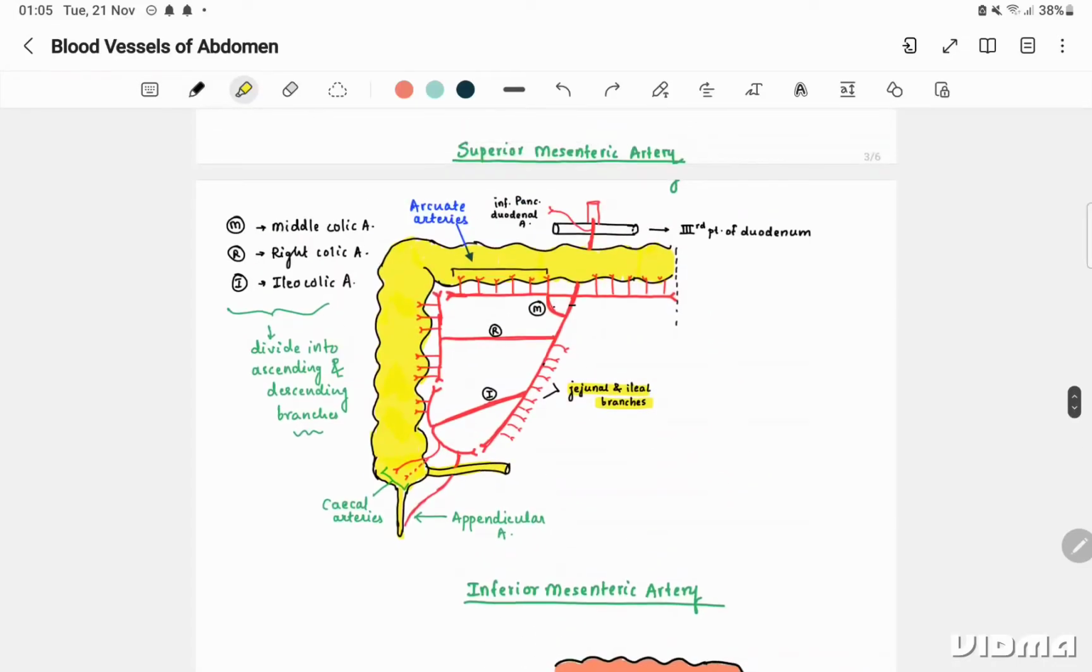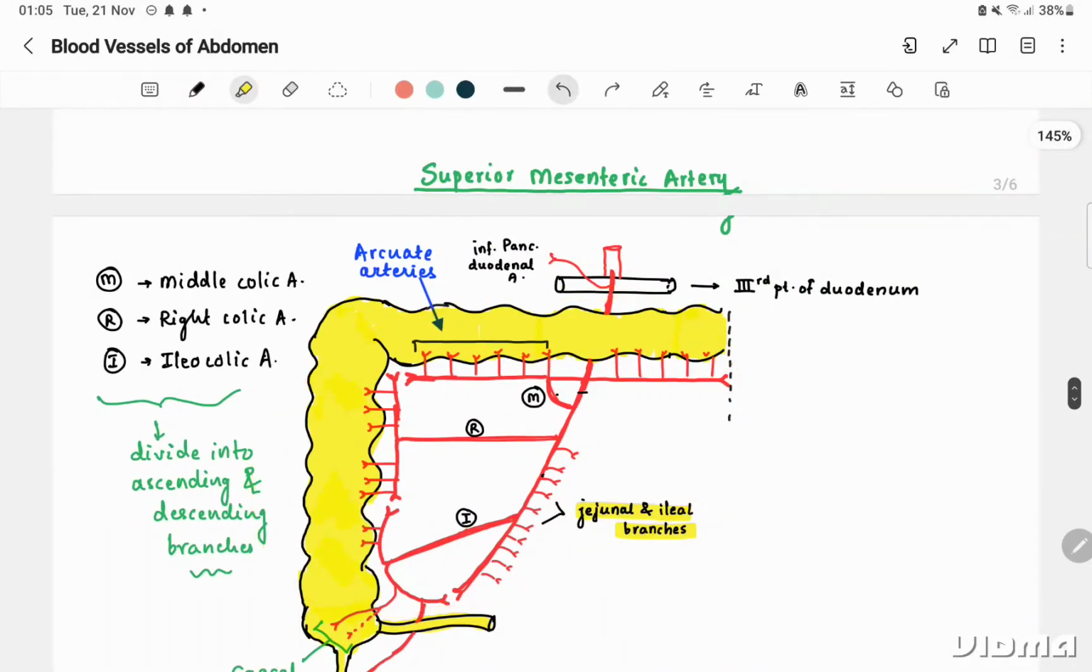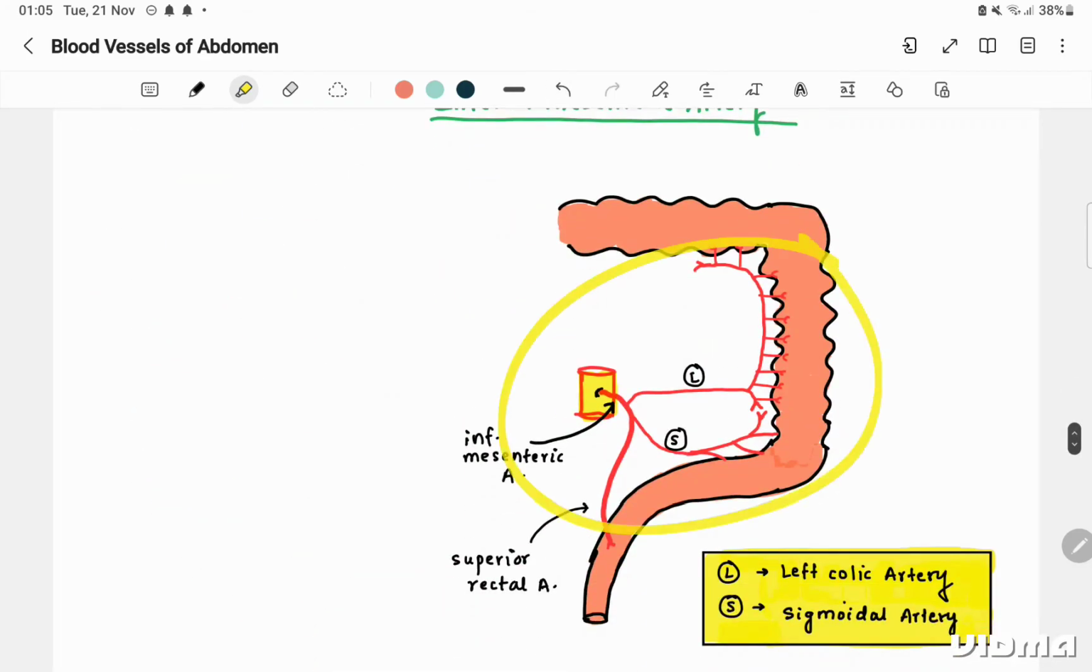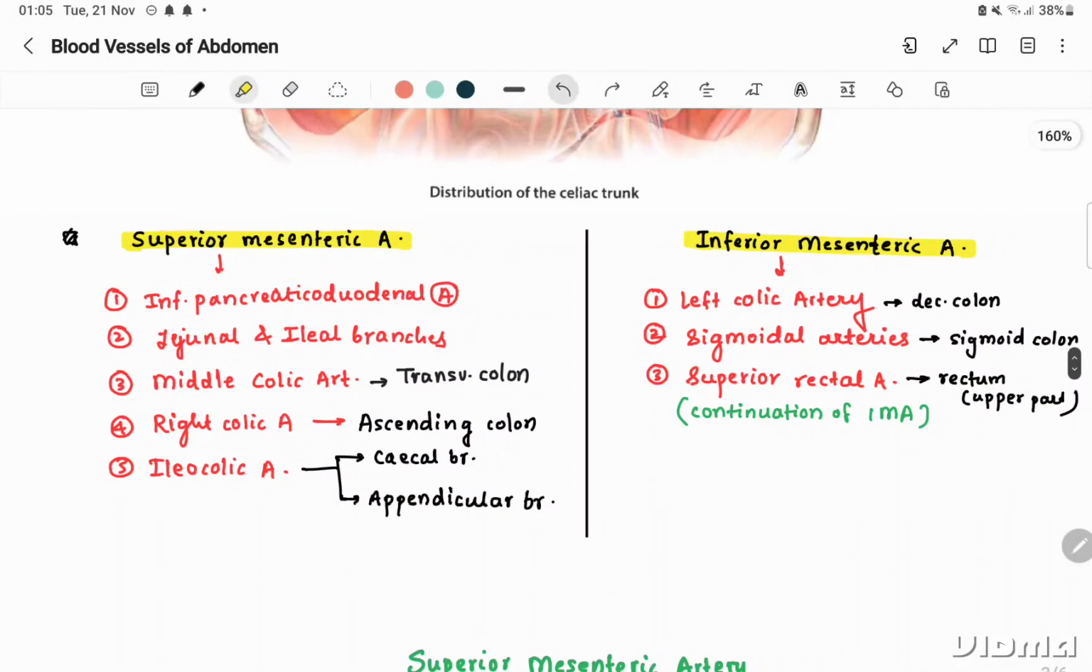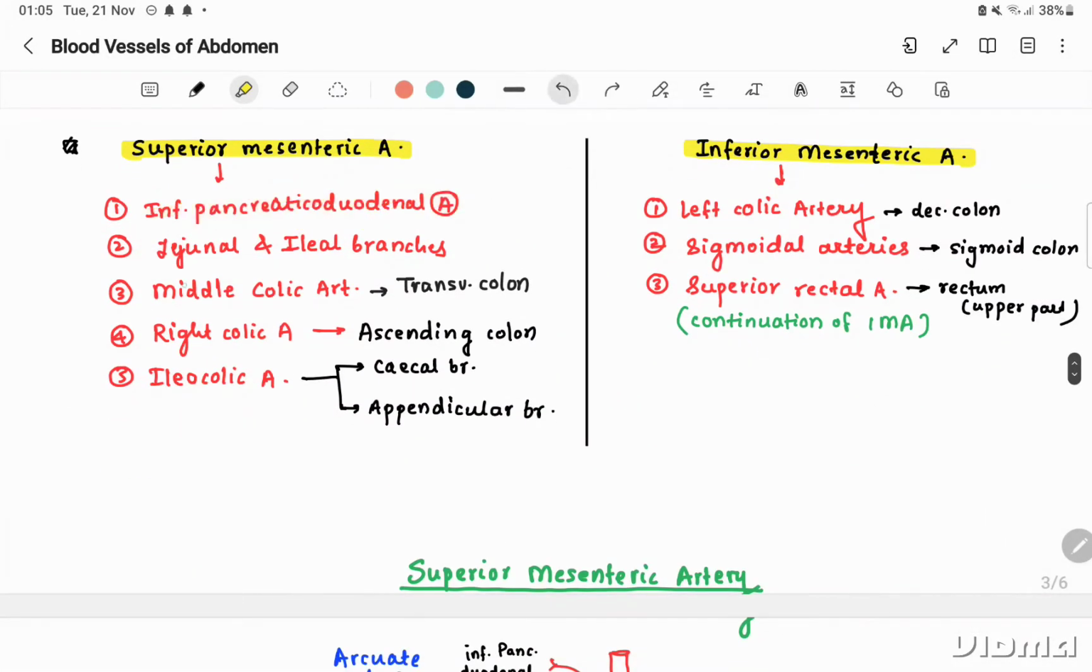We'll see about that. The superior mesenteric artery is the main artery supplying the large intestine, and a few parts are supplied by the inferior mesenteric artery also. Talking about the branches, the superior mesenteric artery has the inferior pancreatico-duodenal artery, jejunal and ileal branches, middle colic artery, right colic artery, and ileocolic artery. The middle colic artery is the main artery of the transverse colon. The right colic artery will supply the ascending colon, and the ileocolic artery will have a cecal branch and an appendicular branch, and will supply the appendix, not appendicitis.